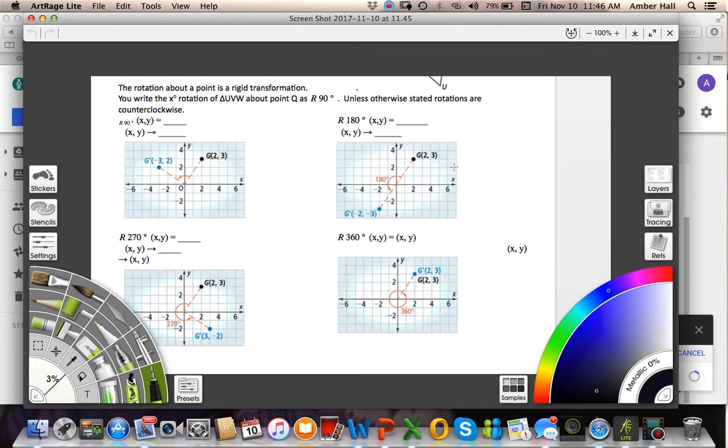Alright, so I am just on the second part of our notes page. And when we're doing rotations, if you notice on all those circles I was drawing, I was always rotating counterclockwise, right? The opposite way of a clock. Why am I doing that?